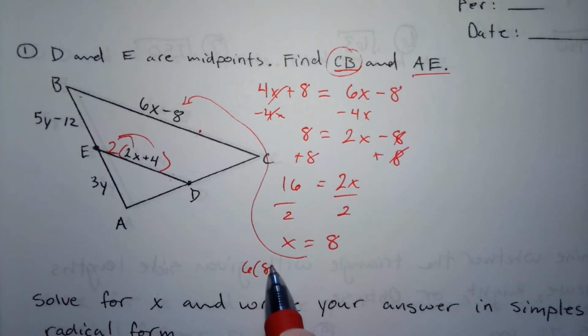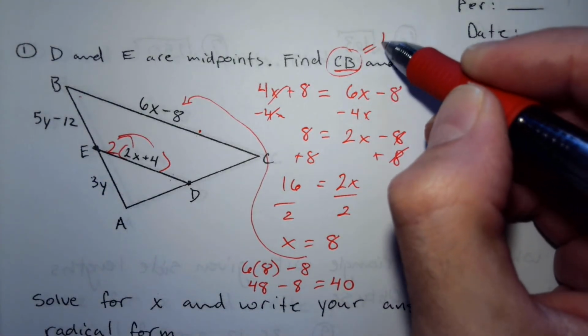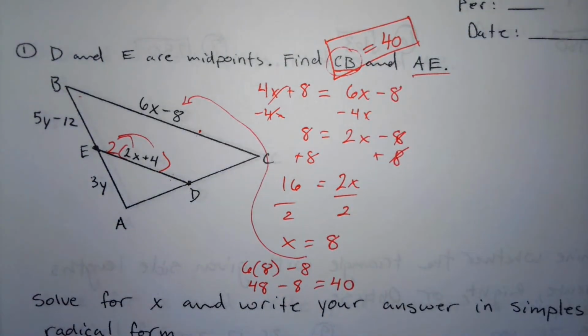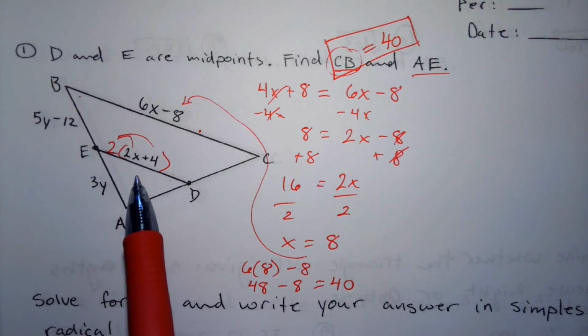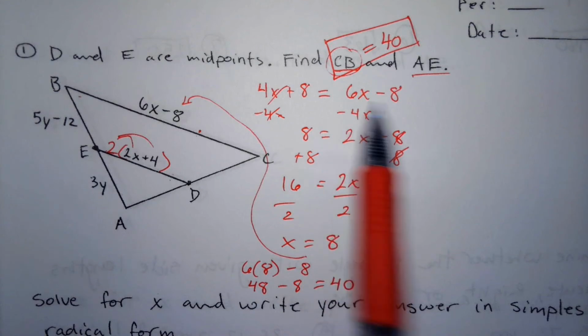So 6 times 8 minus 8. That's 48. Some people got all the way down to this and then wrote down like 28 or something. I don't know. So minus 8. So 40. CB, the length of CB is 40. That's one part. And you get that by multiplying the small portion by 2. That's how we get 4x plus 8 equals 6x minus 8.